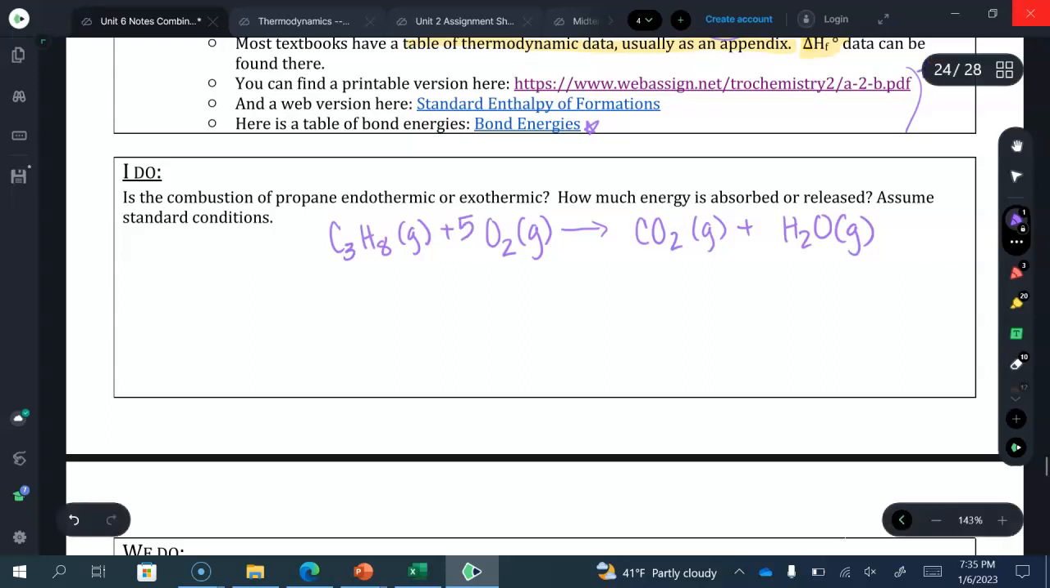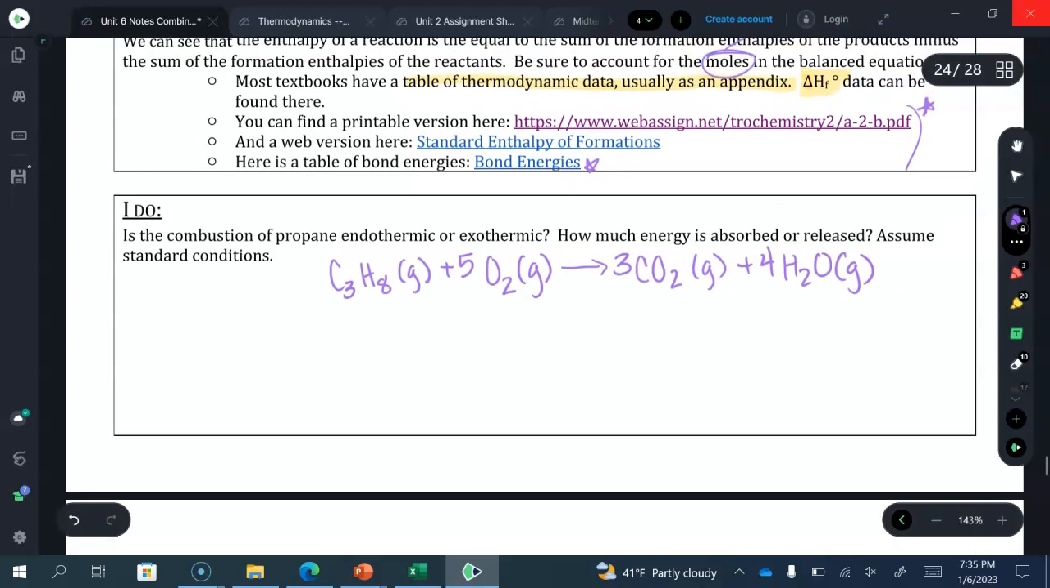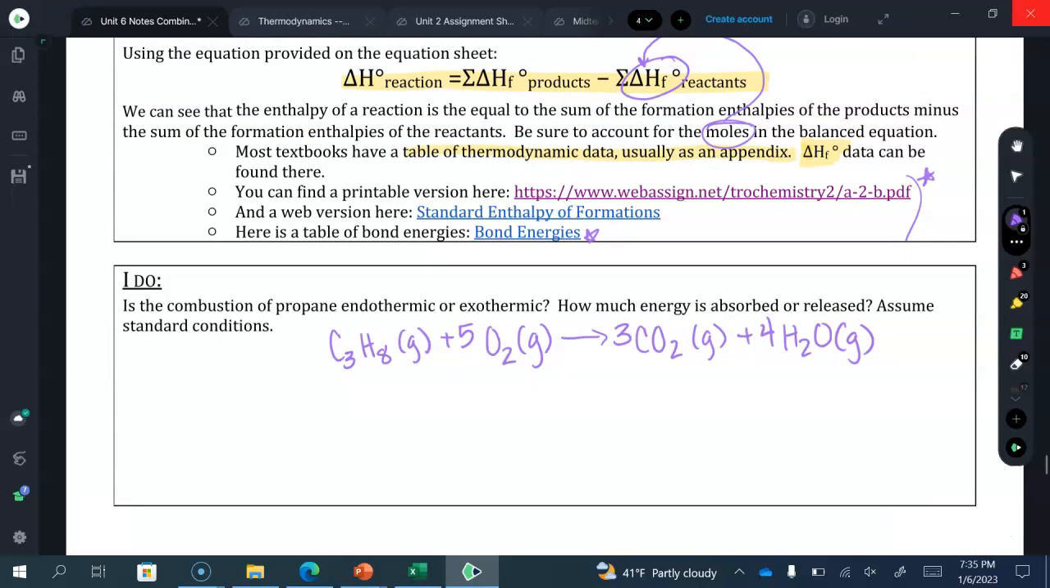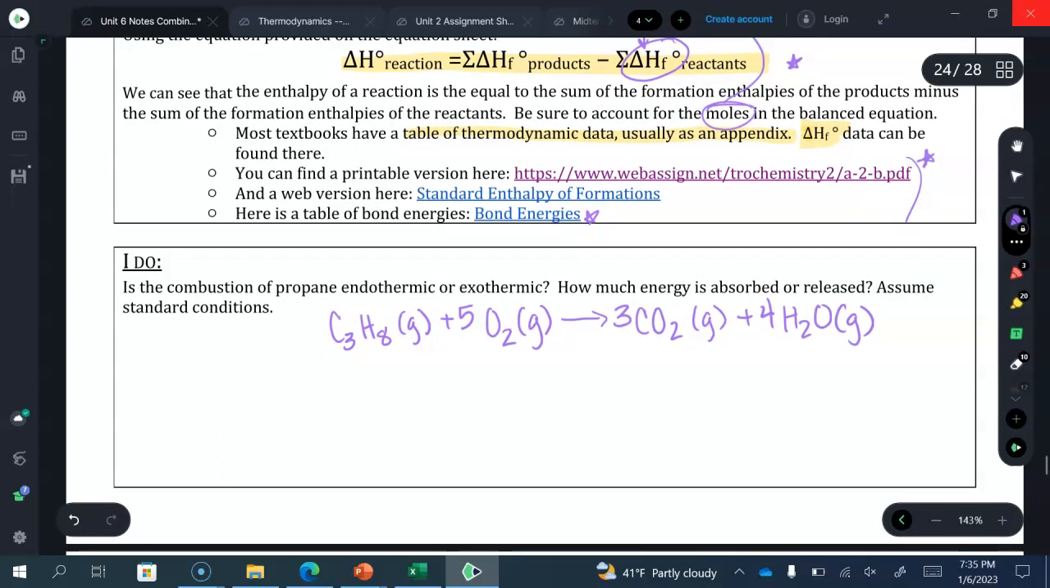Okay, checking in, you should have gotten 5, 3, and 4 for your balanced reaction. Now we're going to use the equation from previous, so this one up here, and we are going to determine the delta H for this reaction at standard conditions. Okay, so we're going to do our products first.